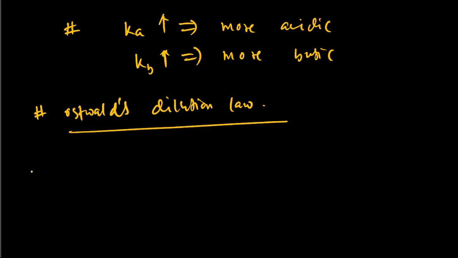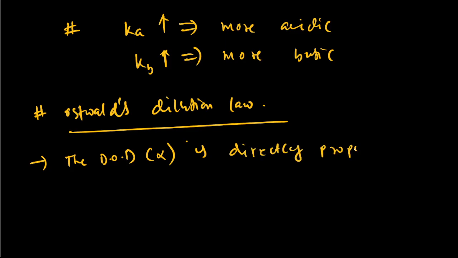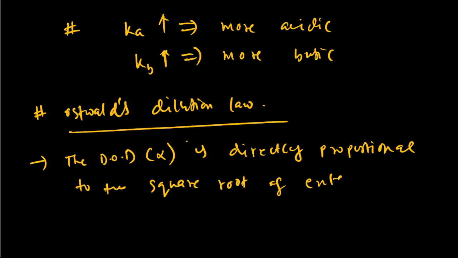So what does this law say? This law says that the degree of dissociation, alpha, is directly proportional to the square root of the extent of dilution, that is, volume.